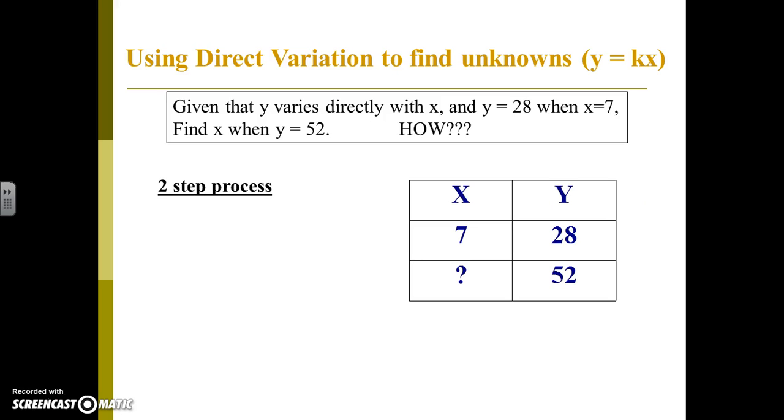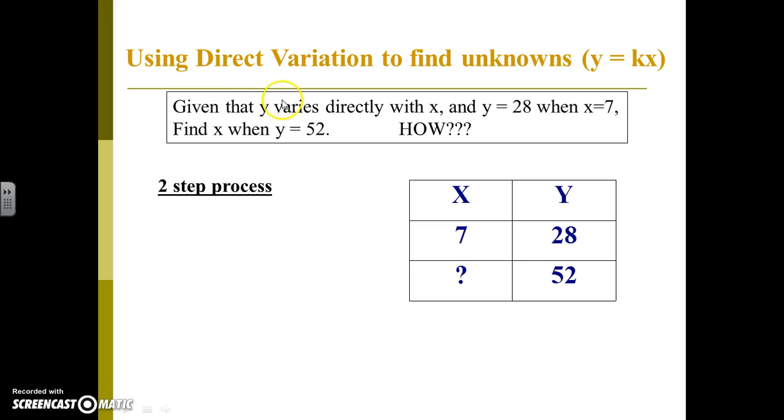So look at this. This is a different way to put it now, given that y varies directly as x, and y equals 28 when x equals 7. Find x when y equals 52. How are we going to do that? Well, we already know that x is 7 and y is 28, so we want to know what the value of x is when y equals 52. So what exactly should we do here?